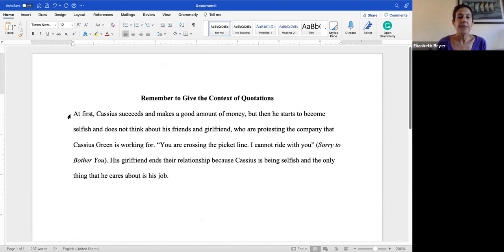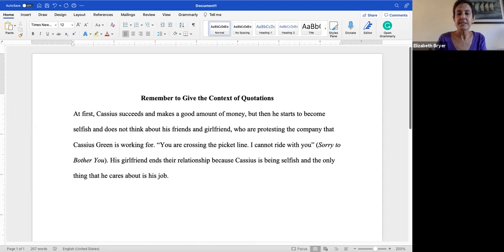So she wrote, "At first, Cassius succeeds and makes a good amount of money, but then he starts to become selfish and does not think about his friends and girlfriends who are protesting the company that Cassius Green is working for. 'You are crossing the picket line. I cannot ride with you.'" Obviously, one problem here is that it's a bald quote. It's what we call a bald or dropped or floating quotation. And this is the biggest mistake you can make with quotation integration. That's really easy to fix.